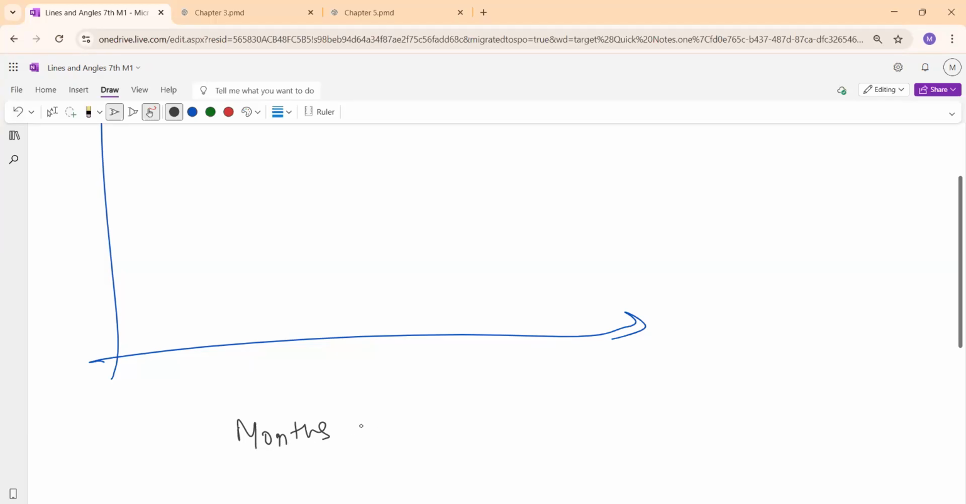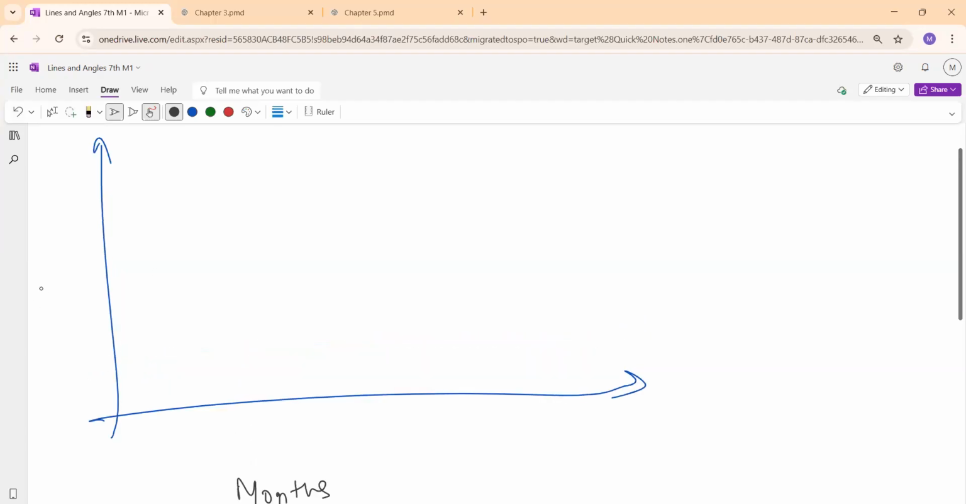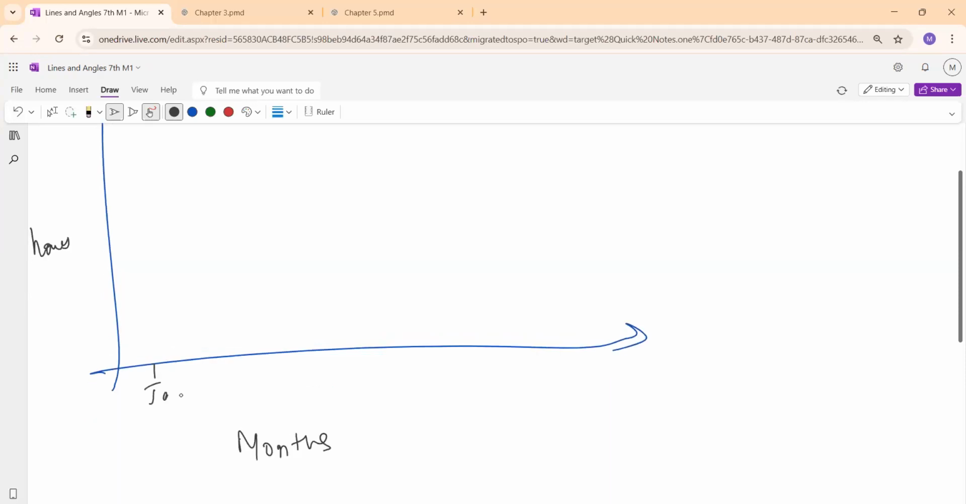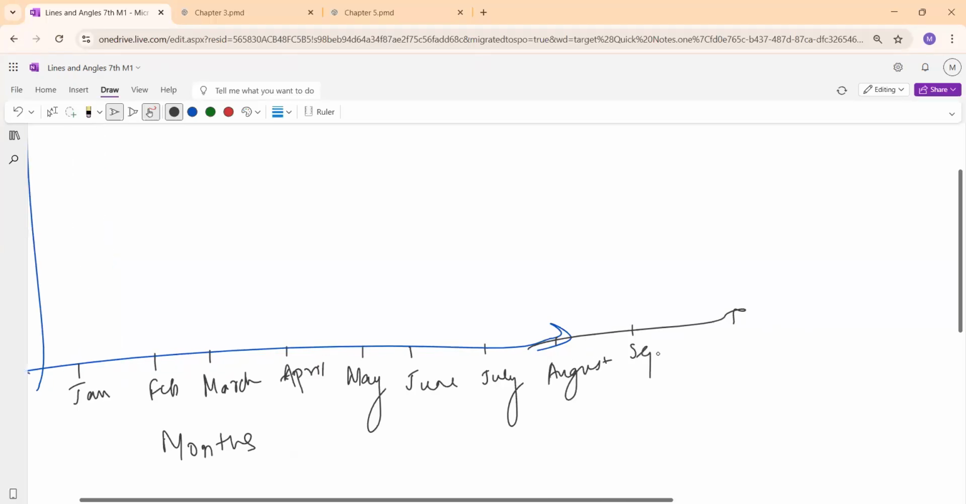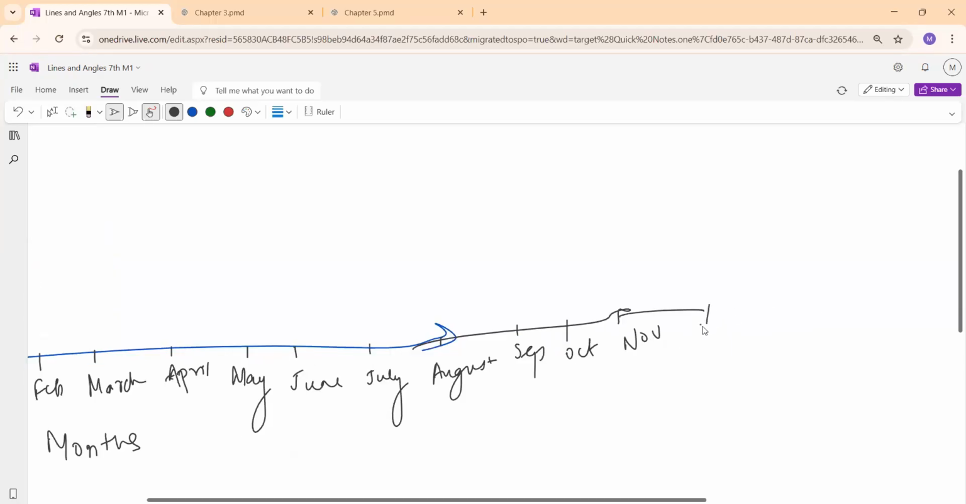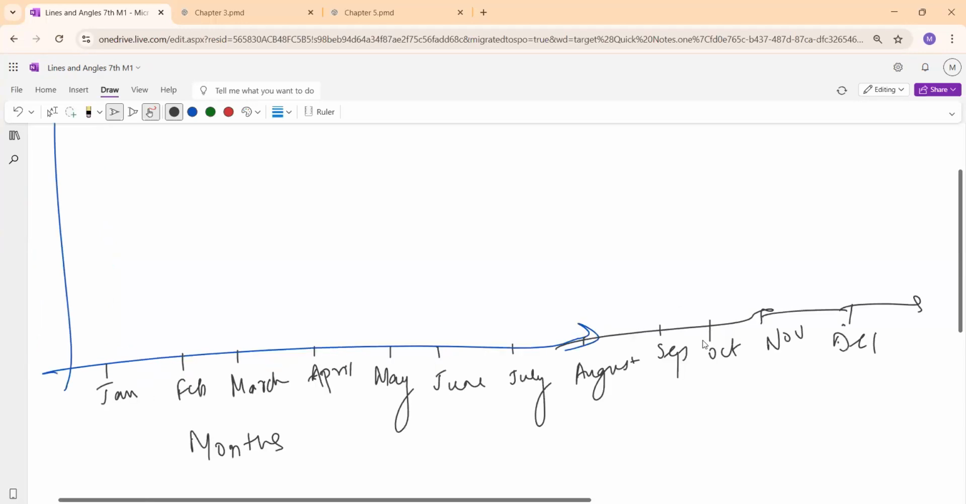I've just started it. So here we are writing months, and here we are writing hours. So months, what are there? January, February, March, April, May, June, July, August, September, October, November, and December. Here are the months.